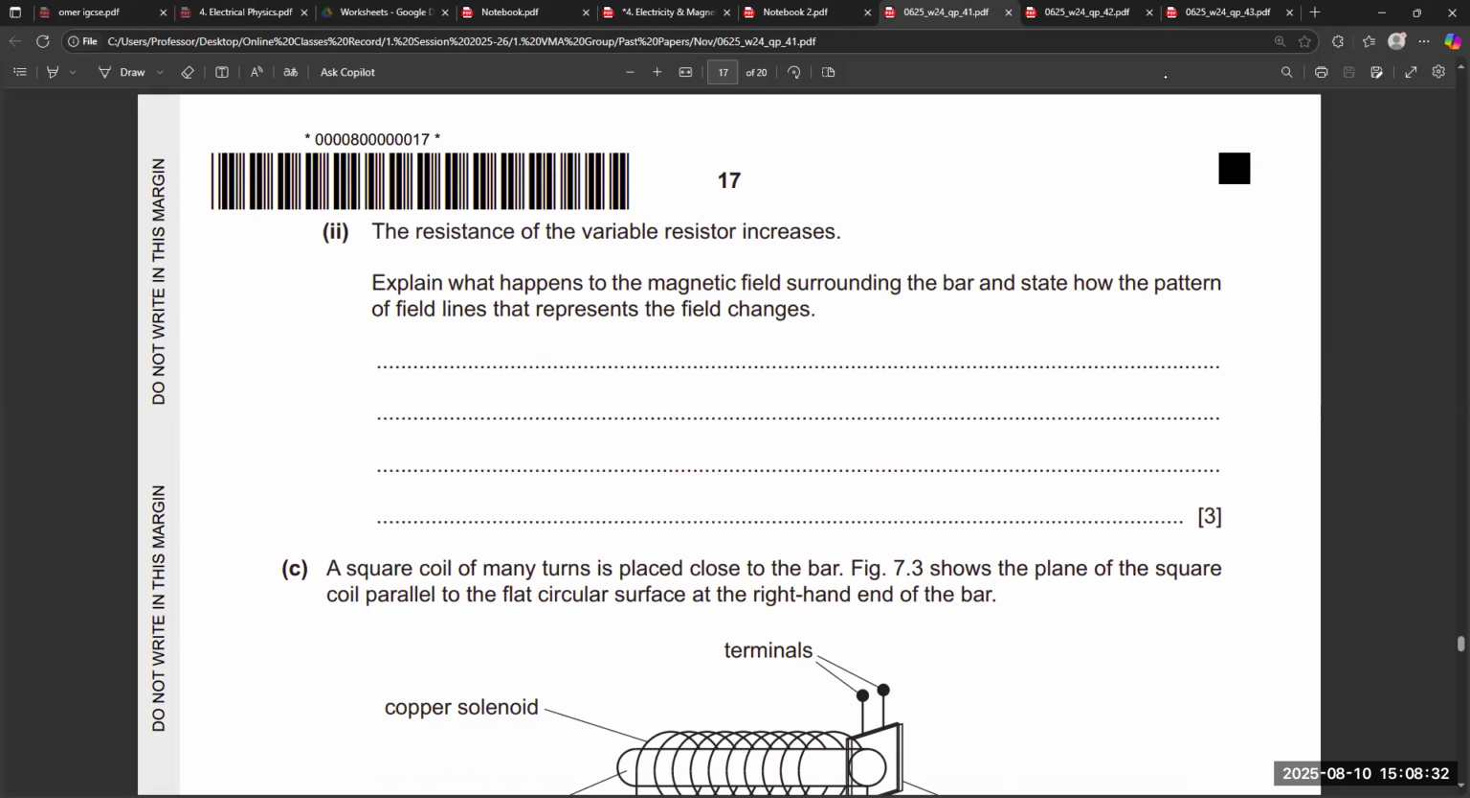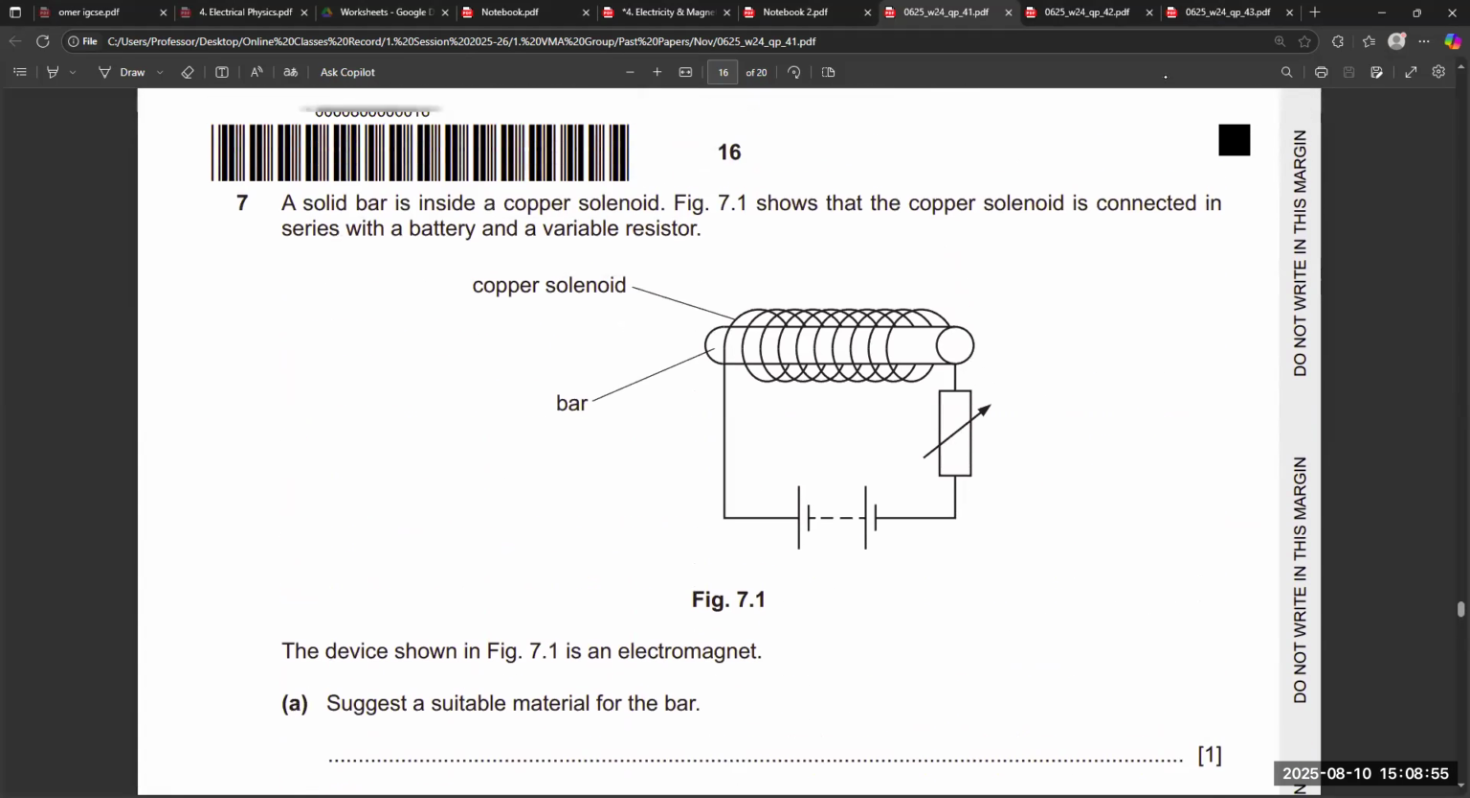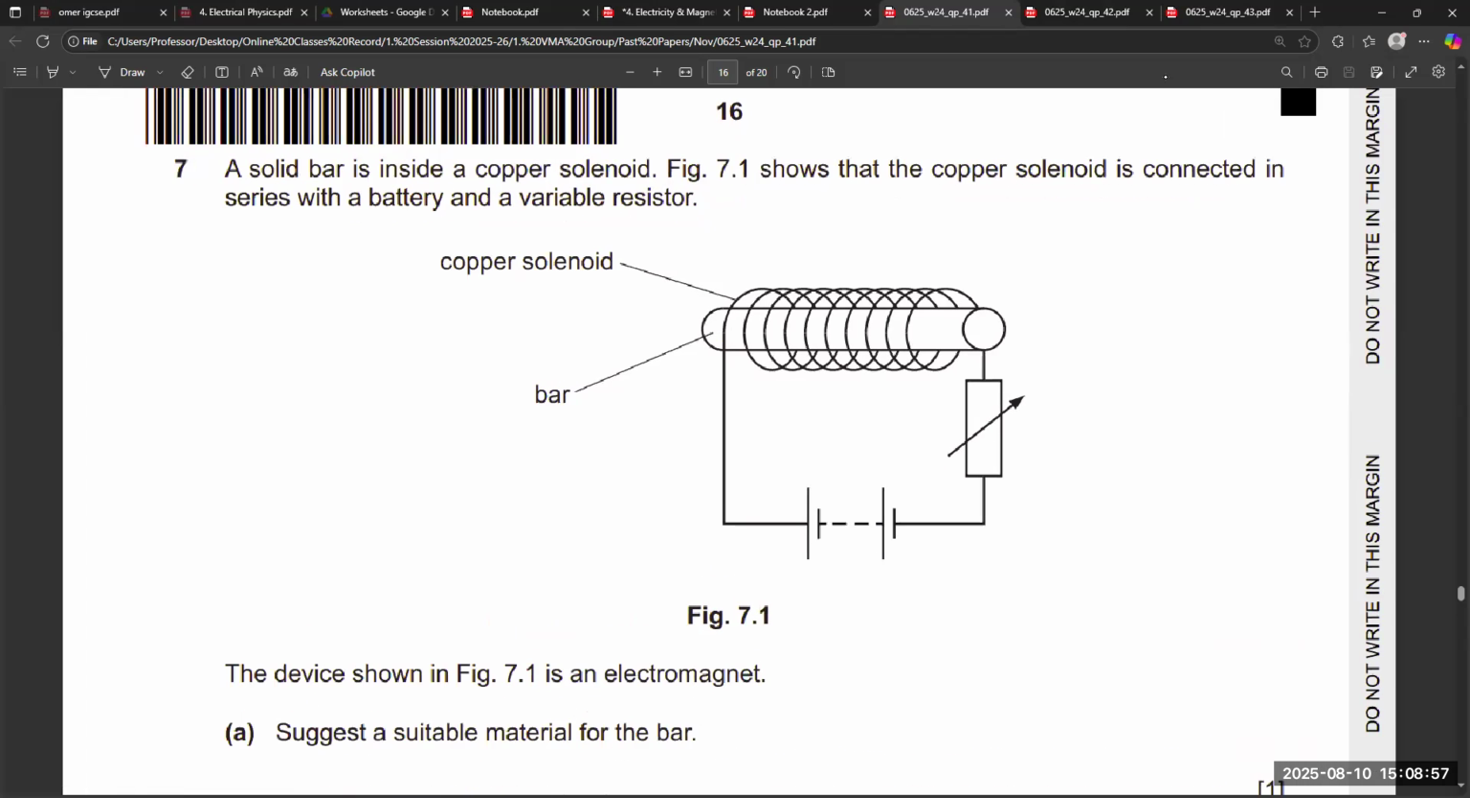So we can solve like 7 questions from this paper because the other 2 or 3 questions are from nuclear and space. Okay. So basically, question number 7 is related to magnet and electromagnetism.